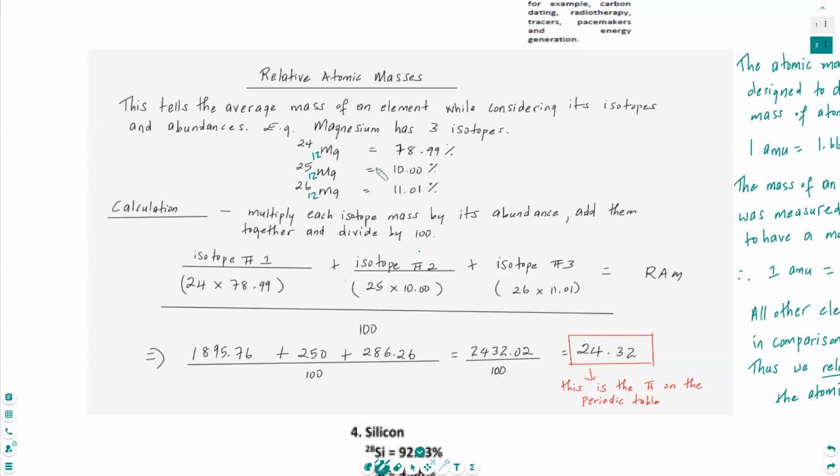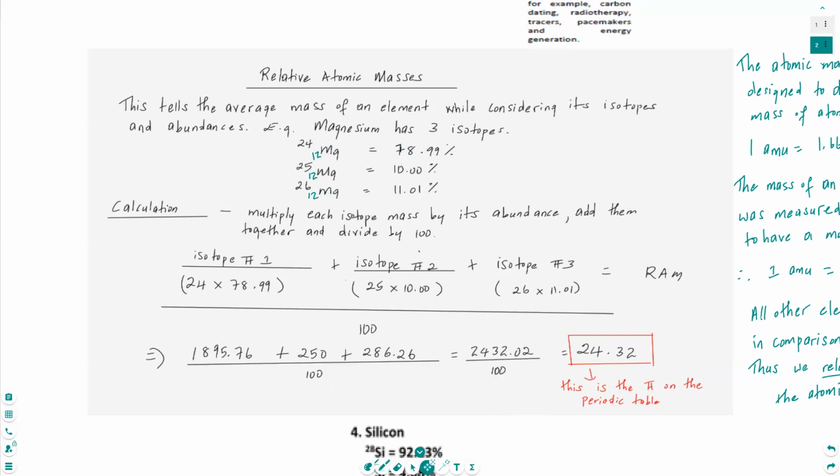So when we ask you for the relative atomic mass, we're asking you to look at all the isotopes that an element has, look at the abundances of the isotopes, and give us an average of the mass of the element, right? So when you're calculating the relative atomic mass, you multiply each isotope of that element by its abundance. Then you add them together and divide everything by 100.